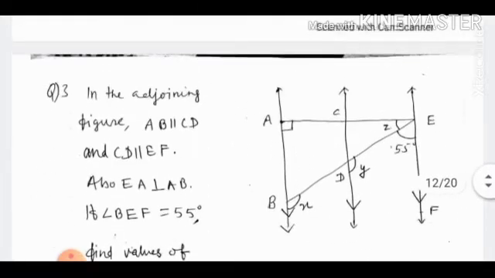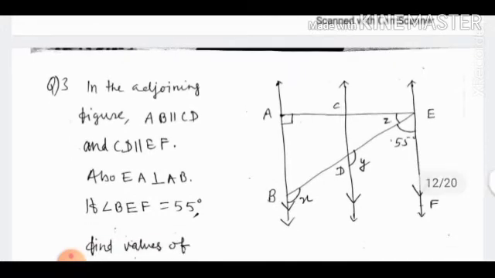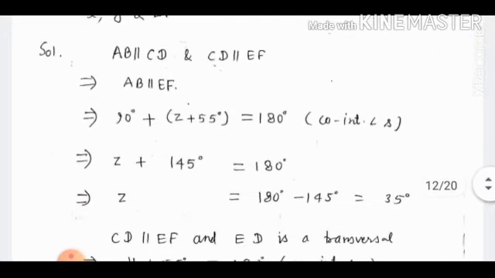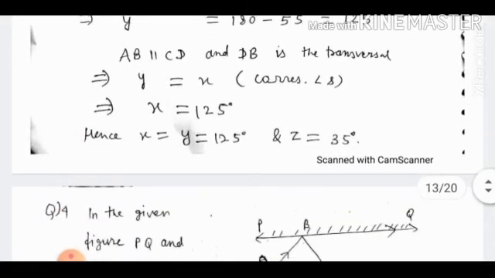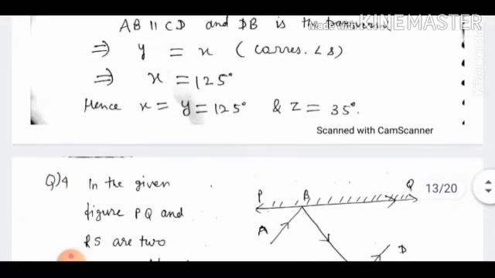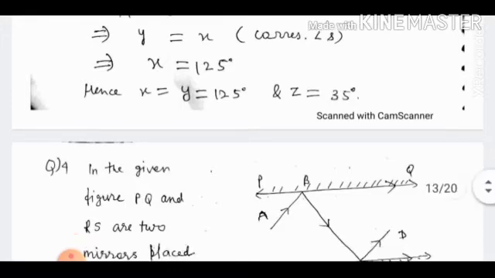Now AB is parallel to CD and DB is the transversal. So X is equal to Y because they are corresponding angles, and X will be 125 degrees. Hence X is equal to Y is equal to 125 degrees and Z is equal to 35 degrees.